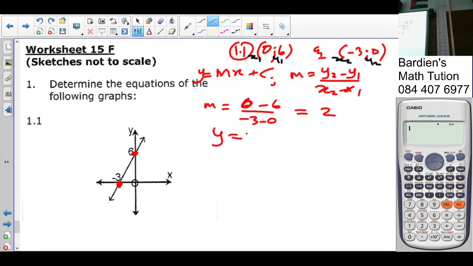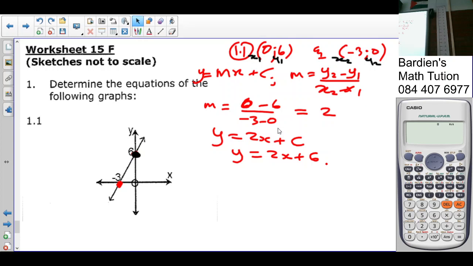So y is equal to 2x plus c. Do I know my c value? Yes. What's your c value? 6 is your y-intercept. So y is equal to 2x plus 6. If you didn't know that, at that point you'll either substitute negative 3 and 0 or 0 and 6. Okay?